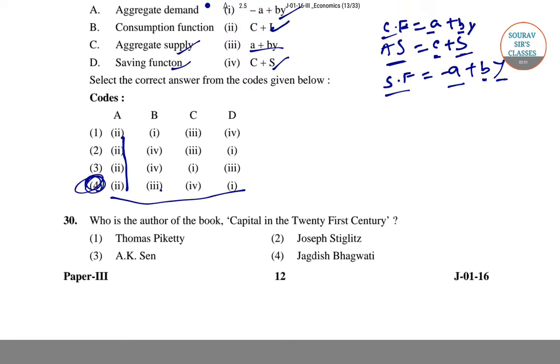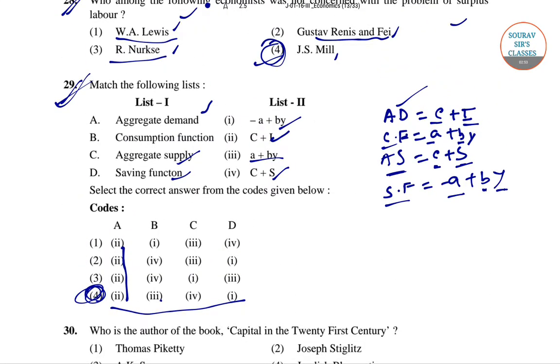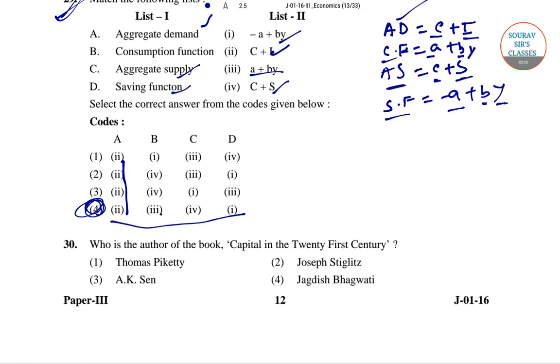Now we'll go to the next question, question number 30. In question number 30 it is given: who is the author of the book Capital in the 21st Century? We have four options: Thomas Piketty, Joseph Stiglitz, A.K. Sen and Jagdish Bhagwati. For question number 30 the right answer is Thomas Piketty. Thomas Piketty wrote Capital in the 21st Century.